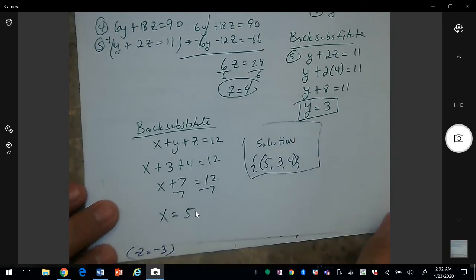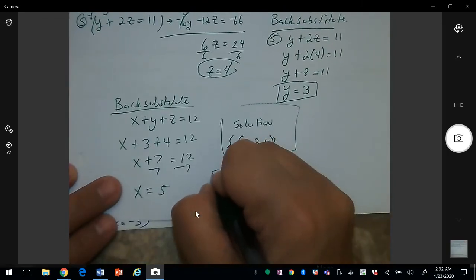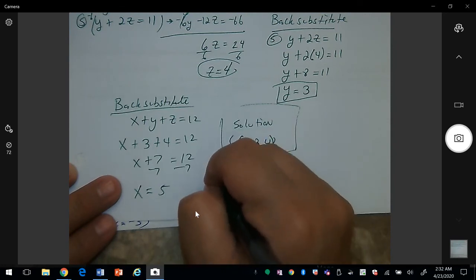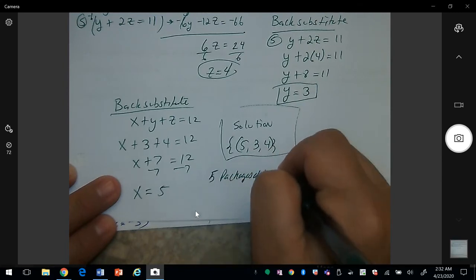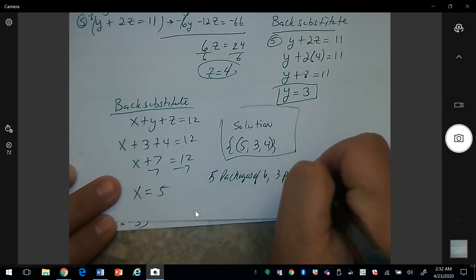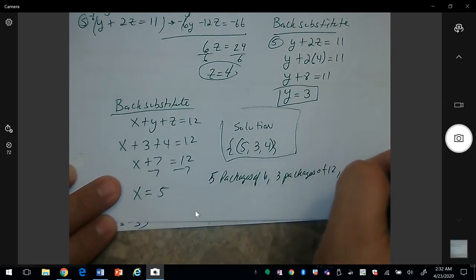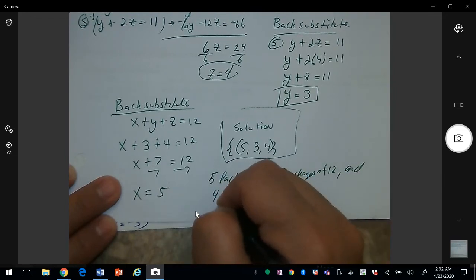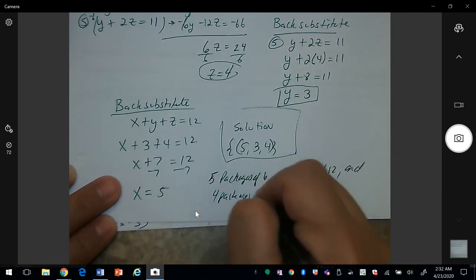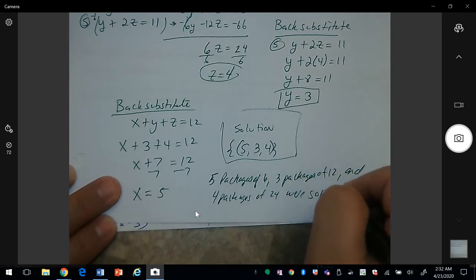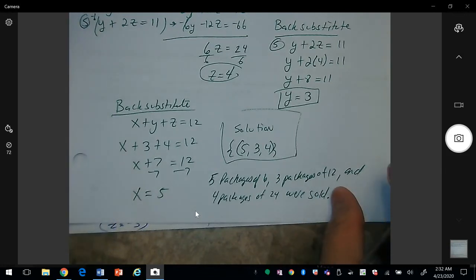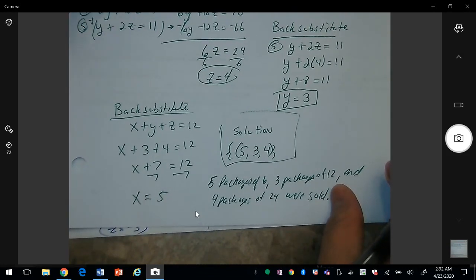It's a word problem, so we can write a sentence. 5 packages of 6, 3 packages of 12, and 4 packages of 24 were sold. Okay, so this was section 7.2.